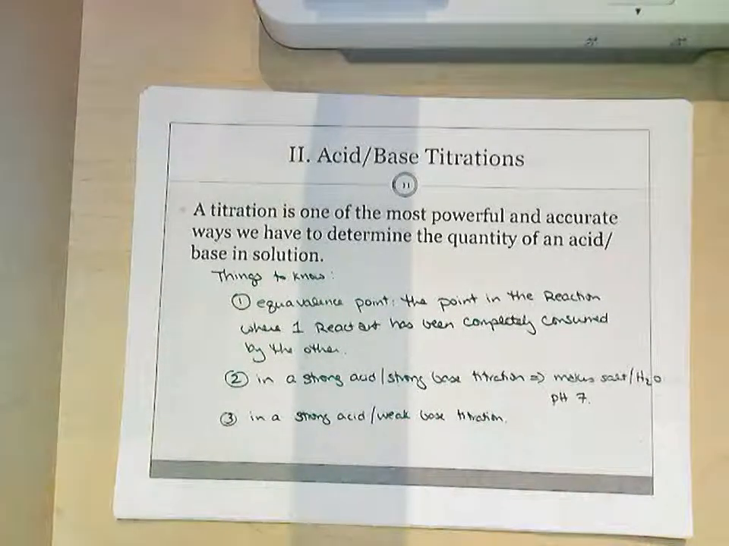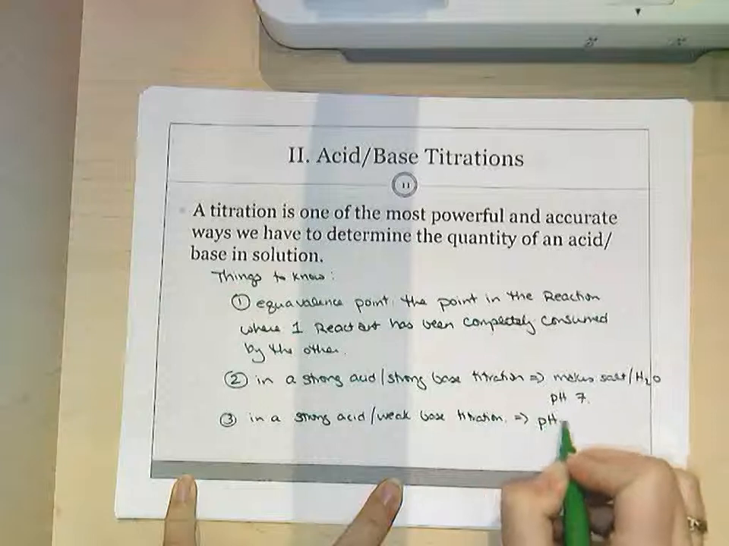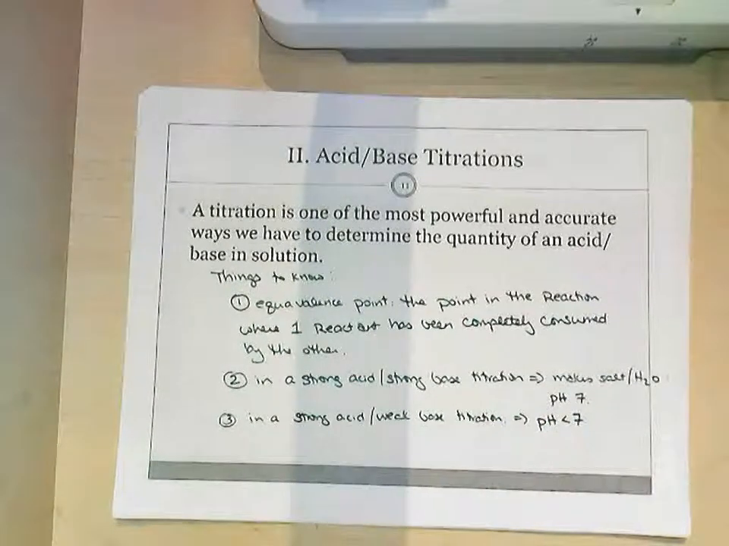So then let's look at the other two cases. Strong makes a salt and water and definitely gets a pH of 7. If I have a strong acid with a weak base, we should expect it to be acidic, right? Because a strong acid is going to convert all that weak base to water and then still have some acid left over. So do we expect that pH to be greater than or less than 7 if it's acidic? So at the equivalence point, if we have a strong acid and weak base, we expect the pH to be less than 7.